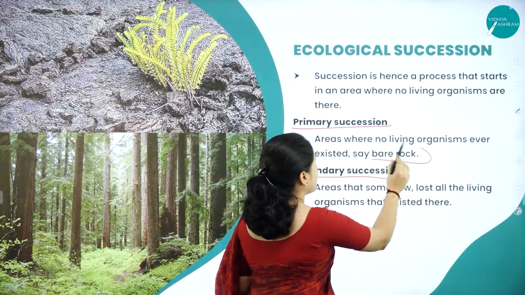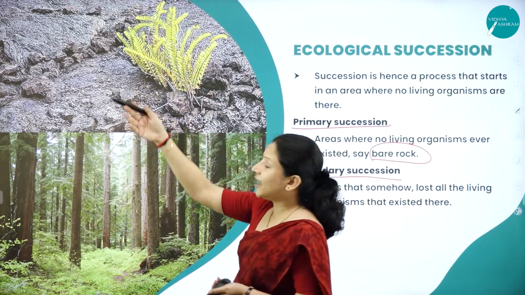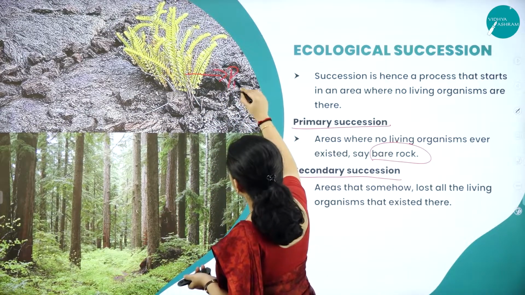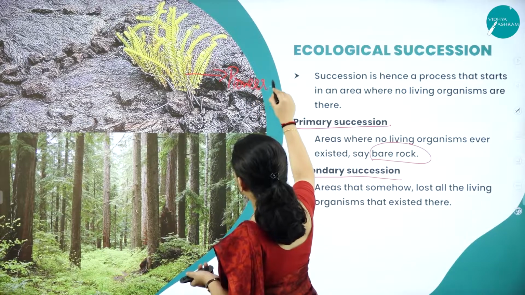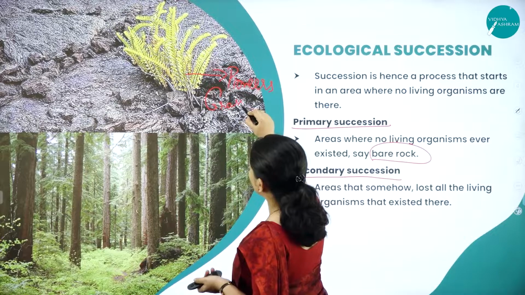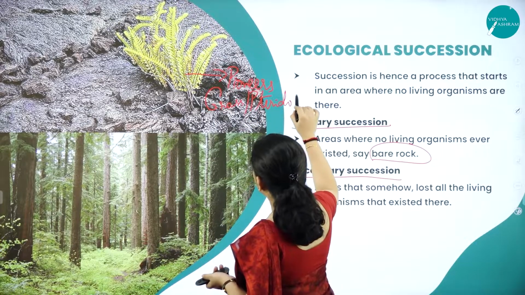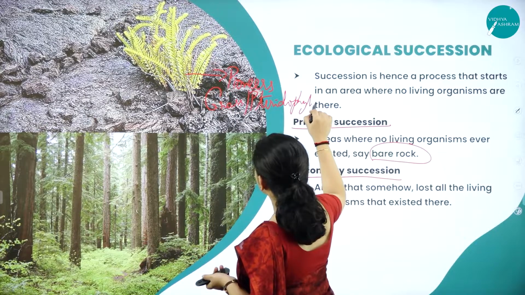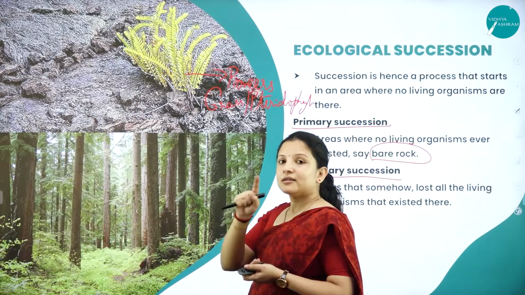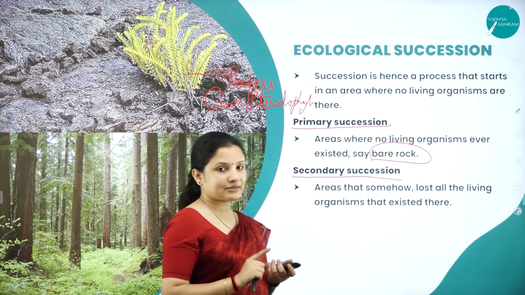That is primary succession. Example, a bare rock, where you can see no plants growing. So these are the pioneers. Pioneers means first form. Which is the pioneer here? This particular grass or the pteridophyte species that you can see here is the pioneer. So whichever plant grows on this barren rock for the first time will be the pioneer plant, and it is an example of primary succession.